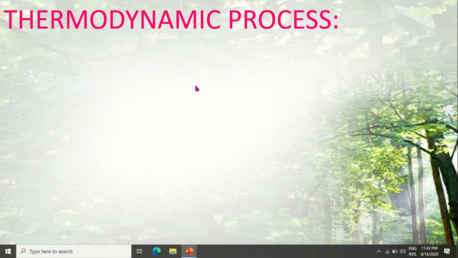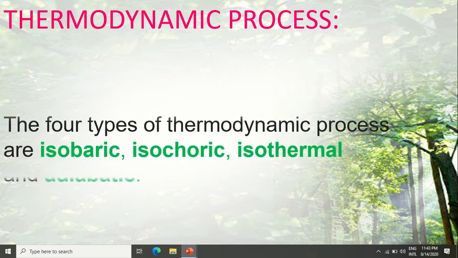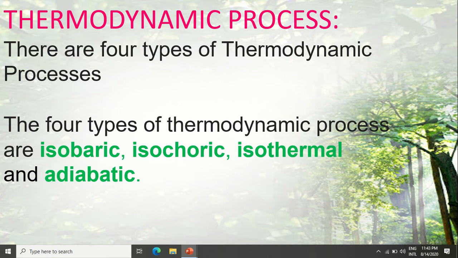Thermodynamic process. Dear students, you are well known with system. What is system? System means the things with which we do any work. That is known as the system. And the things around it are known as surrounding. So any change of system is known as a thermodynamic process. There are 4 types of thermodynamic process: isobaric, isochoric, isothermal, and adiabatic.